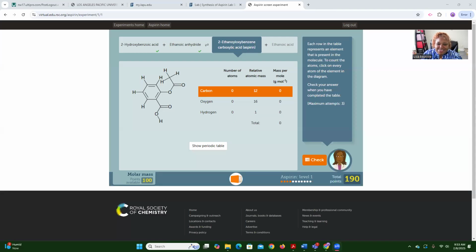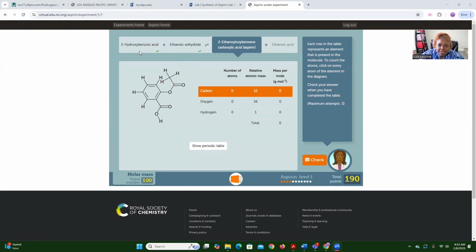Hello, class. So as I was going through this lab simulation, I did come across something that I wanted to go over with you, and that is the calculating of the molar masses. I did these two already, but I wanted to do this one with you together.